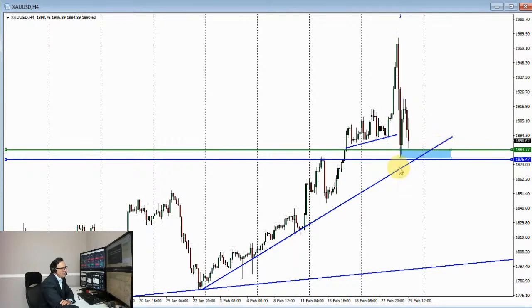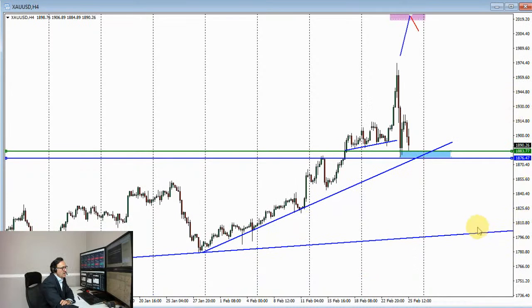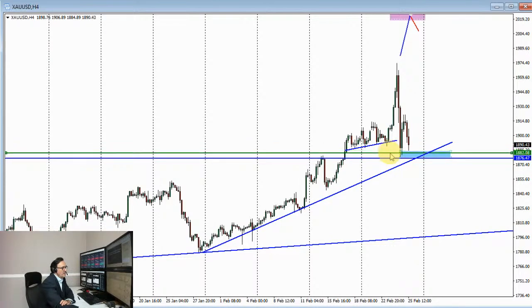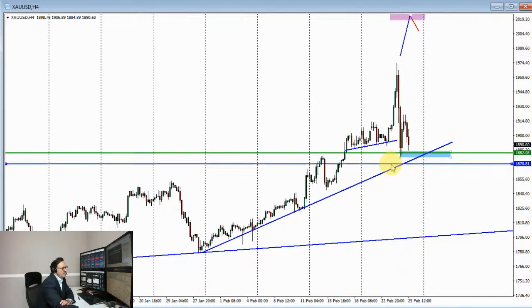So a level which could be of interest is around 1880 or thereabout, with a stop down to 1875 or 1870. It's about $10 in price for the risk. What this would look like is a pullback to this rising support and then a rally from here, something like that. A dip below 1880 would be quite bearish.